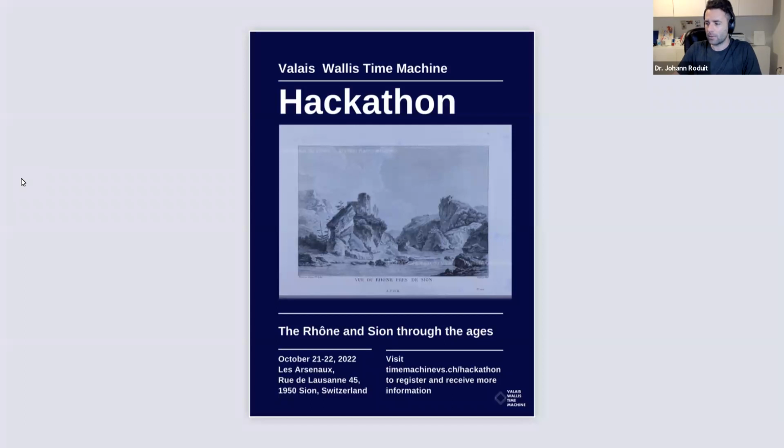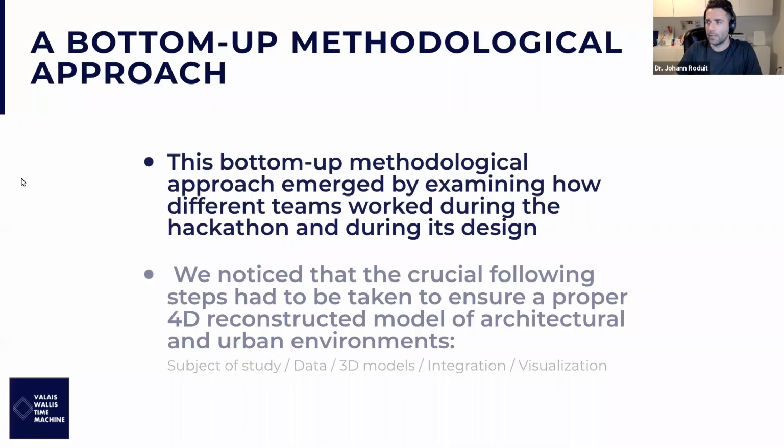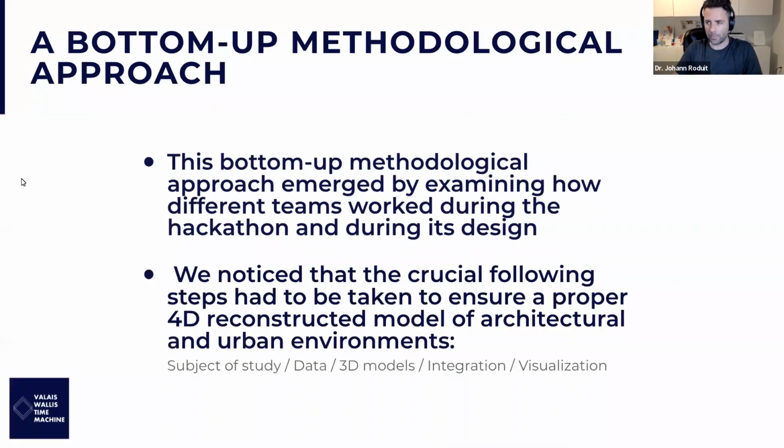And the Valais Wallis hackathon happened, here for some context, on October 21st and 22nd, 2022. So it was a 2-day hackathon, and the goal was to recreate models from past centuries. Here are just some photos that you can see of the 2 days, with collaborating effort at the heart of the hackathon. And this is a bottom-up methodological approach, meaning that the approach emerged by examining how different teams worked during the hackathon and during its design.